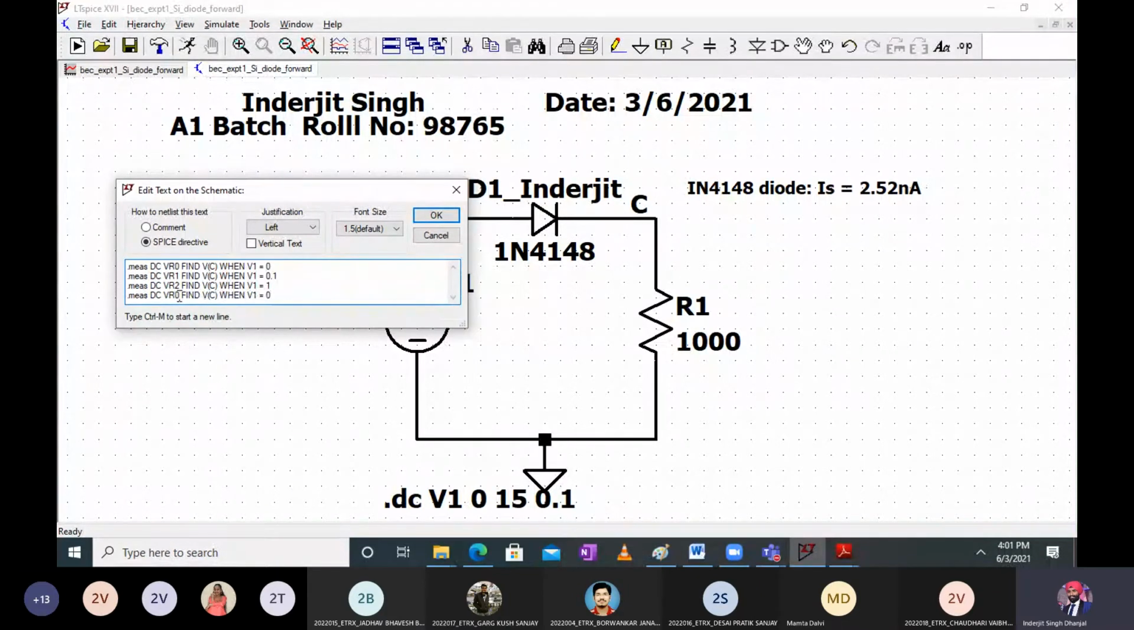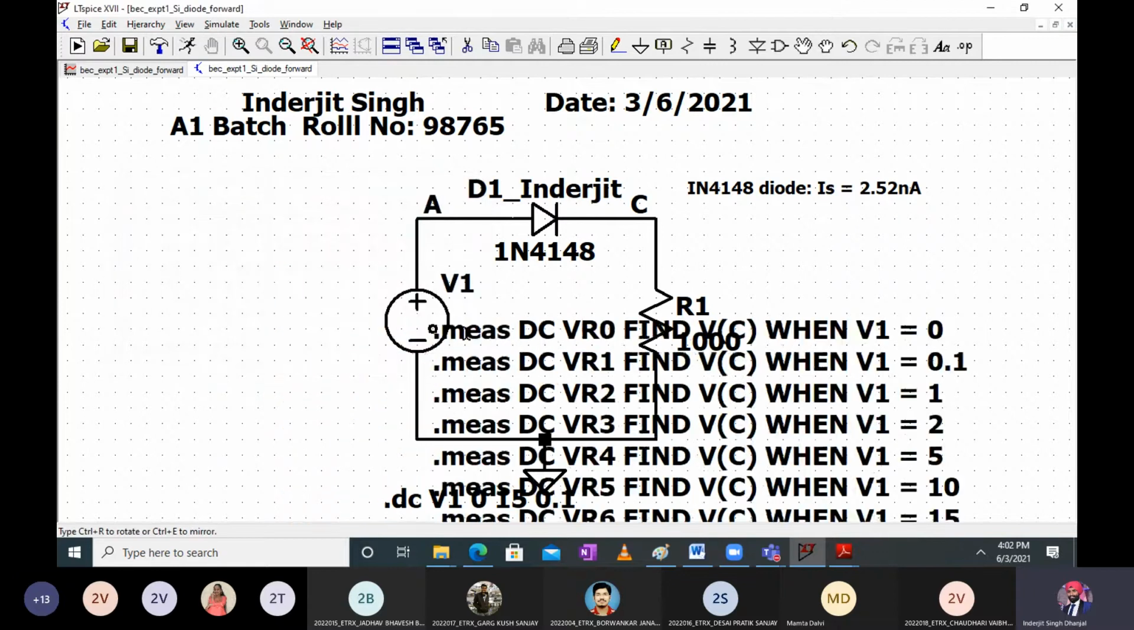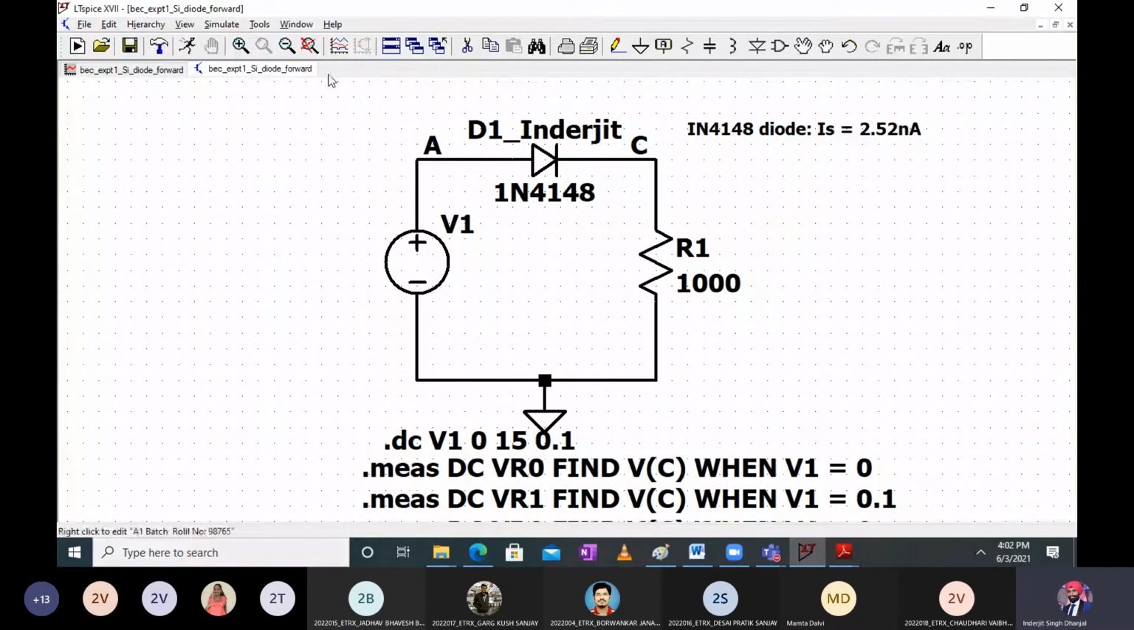Then again I'll go to Control M, Control V. This should be VR3. Different variables it should be. Let's say it's 2 volts. Control M, Control V. Let me go to 5 volts now. This should be VR4. I guess you got the point. Control M, Control V. Let me say it's 10 volts, VR5, and let's take one more value. Control M, Control V. This is VR6, which is 15 volts. Then I click on OK, then paste it in the screen. It will come like this.